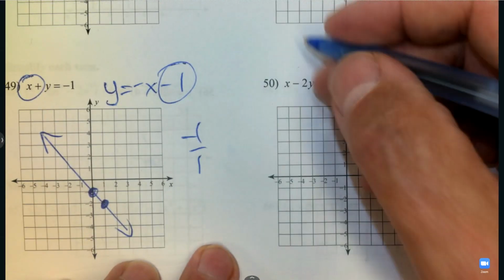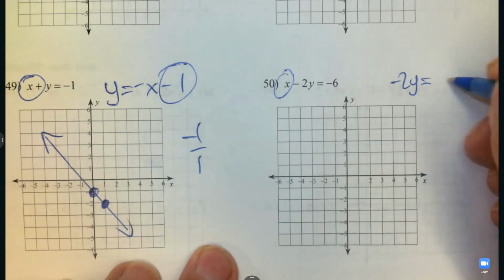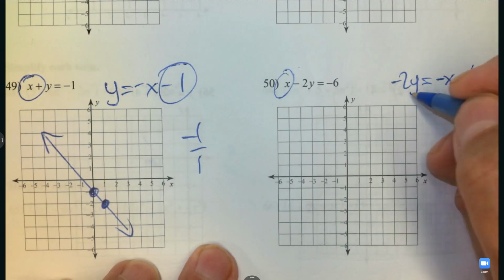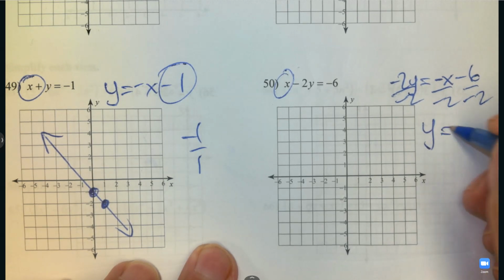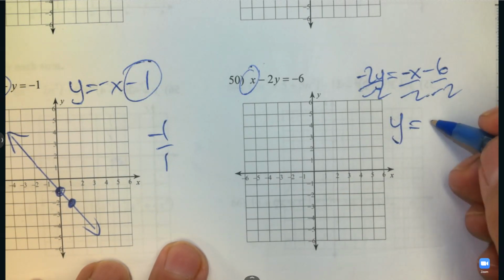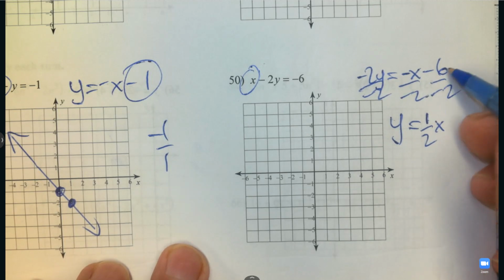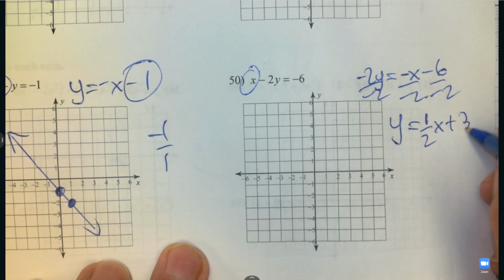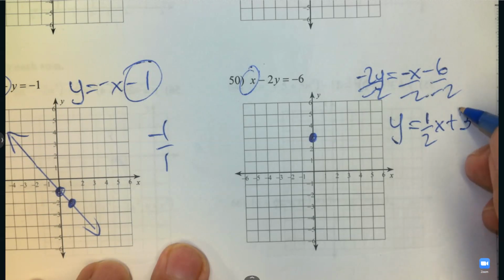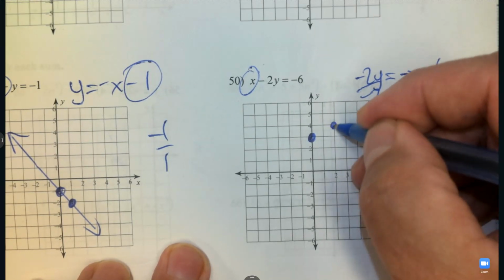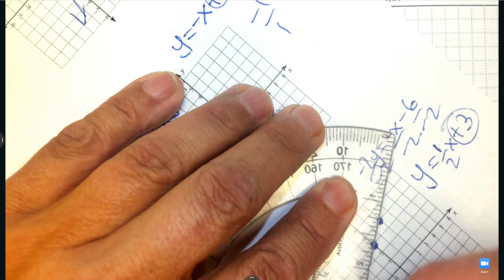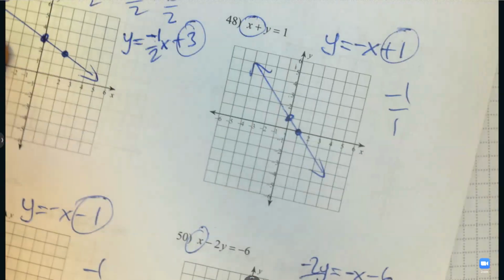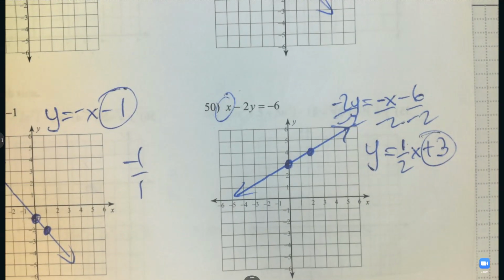Number 50, instead of positive x, it becomes negative x. Divide by -2 and then simplify it. So a negative divided by a negative is going to be positive 1 over 2. A negative divided by a negative is positive 3. So I start at 3, and then I go up 1 over 2. And there's your line. Turn the page.